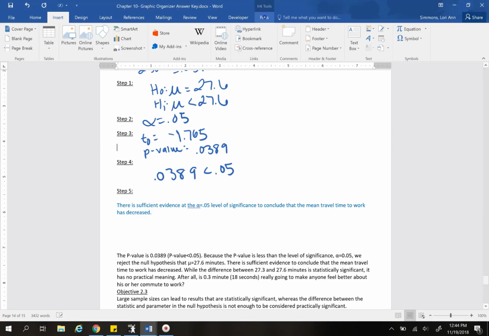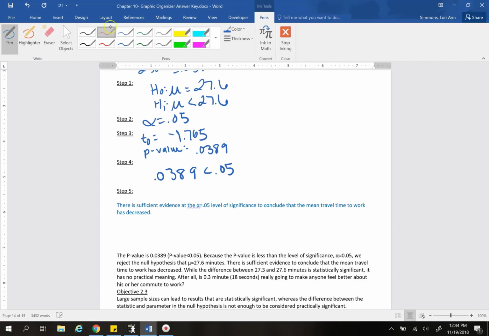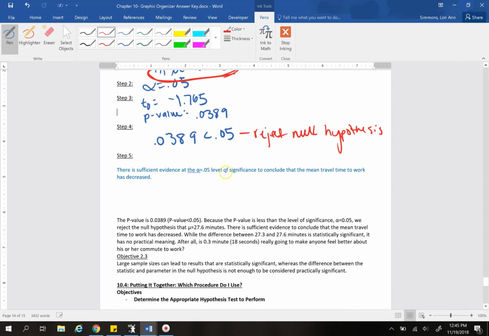If it helps you, I circle the one we're going with because this means we reject the null hypothesis. So we're going with this one. To me, that just helps visualize. So it was statistically significant. However, does it have practical significance?